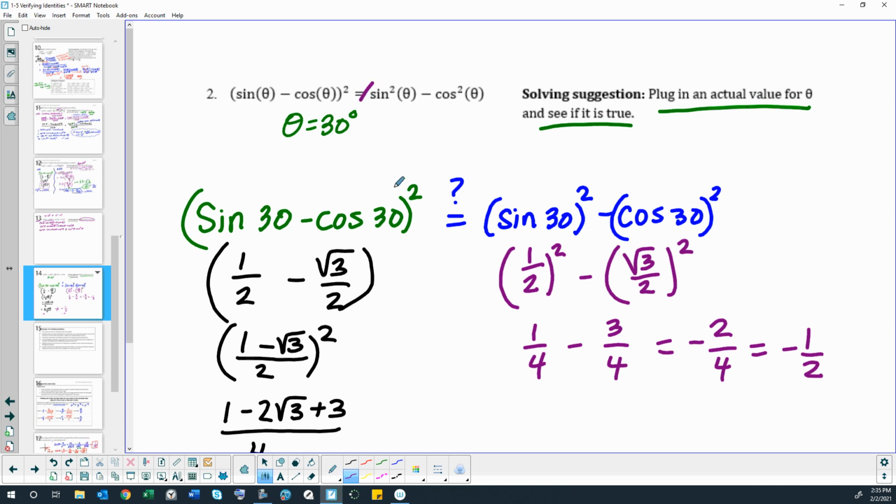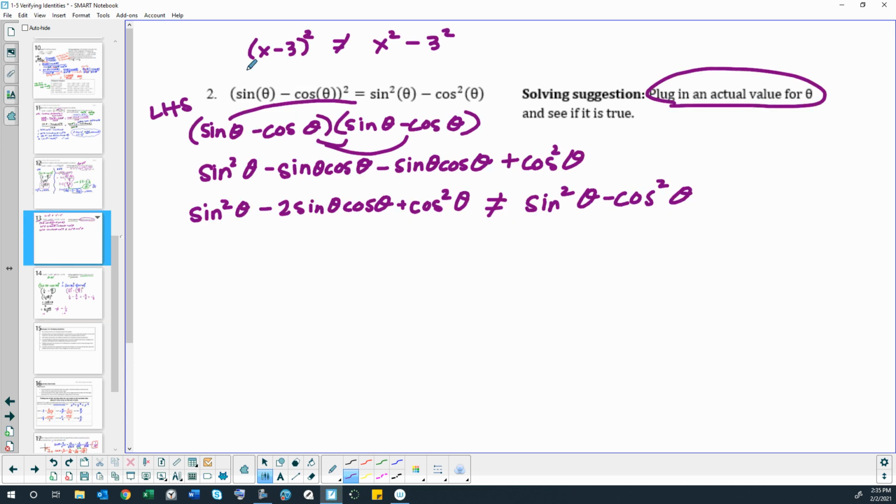They are not equivalent. And hopefully that helps you understand a little better why it's so important that we actually FOIL this out. You know, maybe write it out so you don't forget those inside-outside terms. That it's not just squaring this and squaring this. It's a lot more complicated than that, because the x minus 3 is connected together. And so you can't just split it up like this.